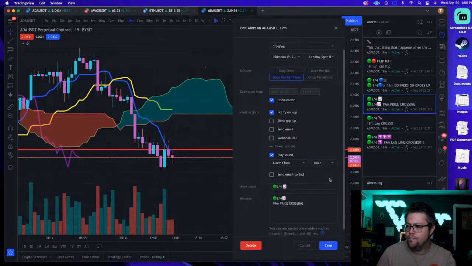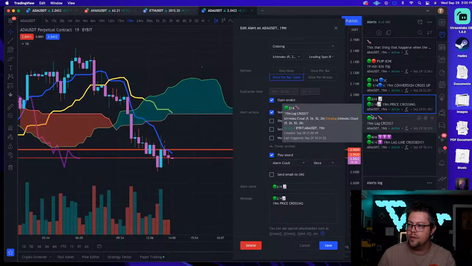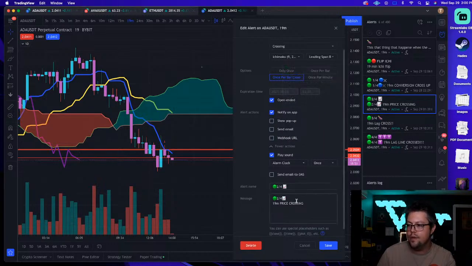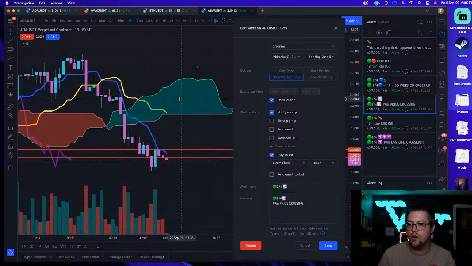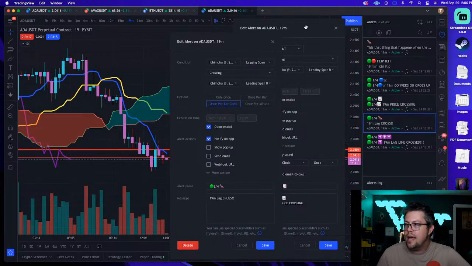Anyways, so I named this one. This is a green dot, just generic like the other ones. All of these start with a green dot because they're one of X indicators. So that's 2 of 4. And that's going to be our price crossing on that 19 minute. Awesome. And then next is going to be our lag line cross.